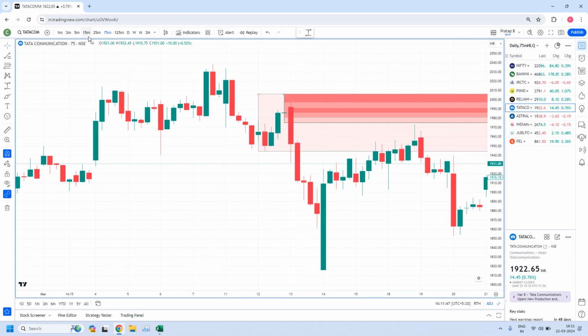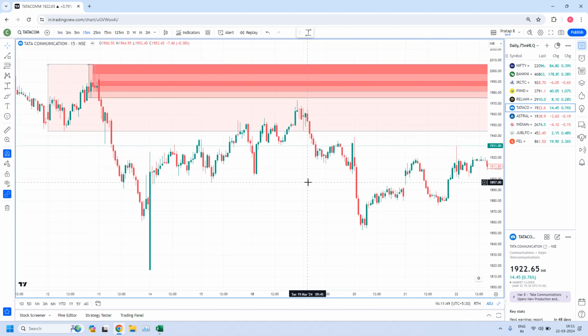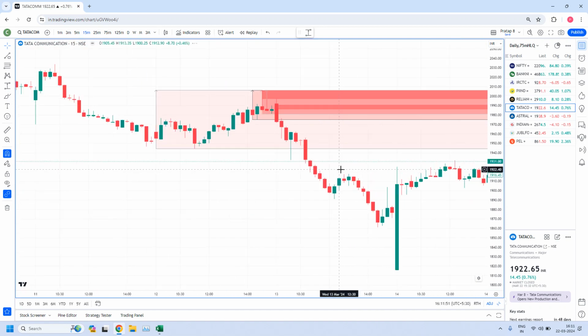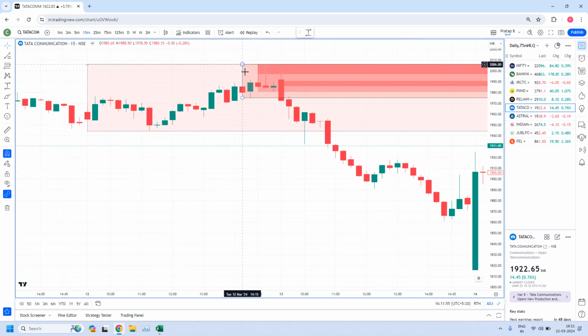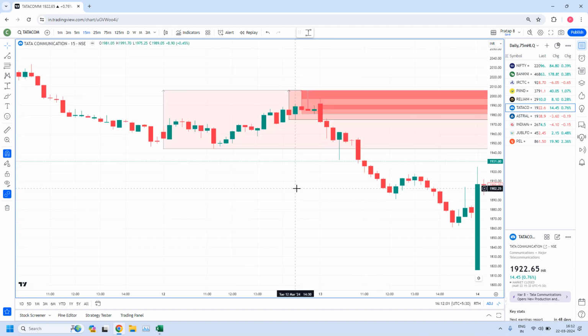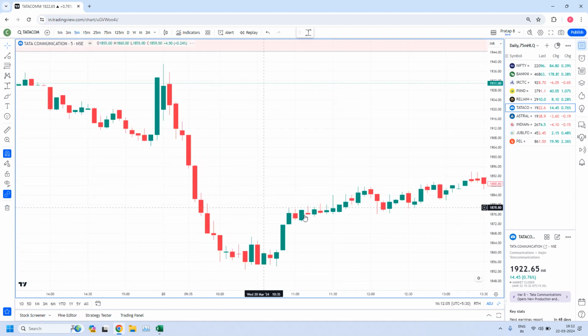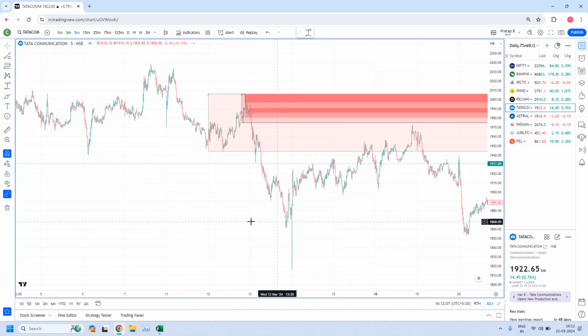Inside 75 minutes we fine-tuned with 15 minutes. This is the 15 minute zone. We have a leg candle, ERC candle, leg candle, 1, 2, 3, 4 base candles and a drop candle. And finally this 15 minutes we fine-tuned with 5 minutes. There I identified two 5 minutes zones.